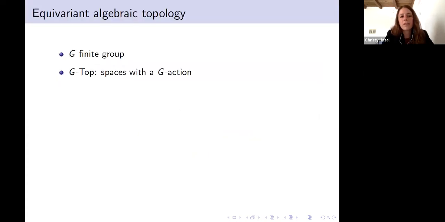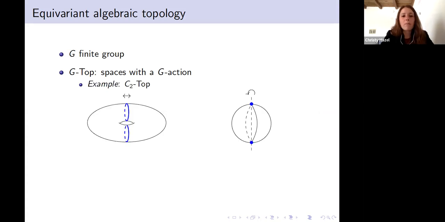So my research is in equivariant algebraic topology. To set the stage here, let G be some fixed finite group. We're going to work in the world of G-top, so topological spaces that have a continuous action by this group G. For example, if G was C2, the cyclic group of order 2, here are two examples of objects in this world of C2-top.